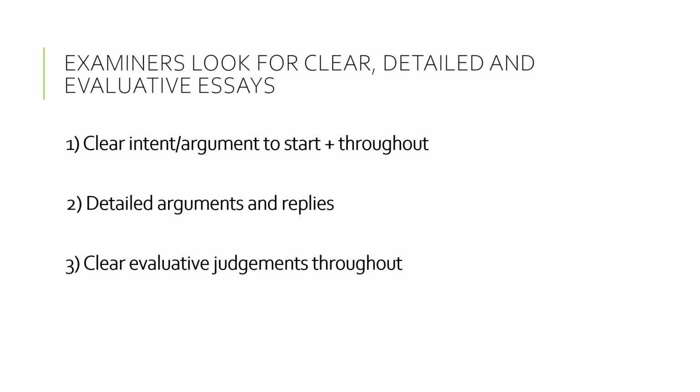So first of all, what are we looking to achieve? What do the examiners look for ultimately in the exam? Three things, very basically. They'll look for a clear argument or intent or thesis to start and throughout. So you need to know what you think here. How convincing do you find indirect realism? Or do you find an alternative theory such as direct realism more convincing?